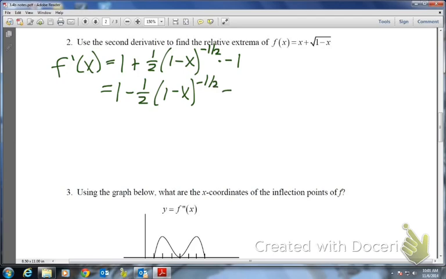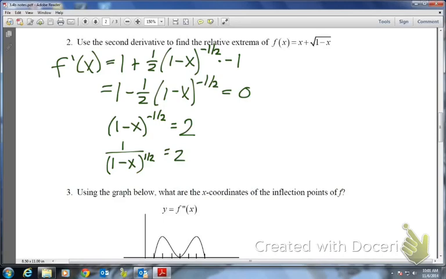So I want to set that equal to 0 and solve for my critical points. That's my first step for testing the relative maximum and relative minimums. So I'm going to subtract 1 over to the other side, so that's negative 1 on the other side, and I'm going to divide by that negative 1/2. So I get that 1 minus x to the negative 1/2 power should equal a positive 2. Do you guys get that? Yeah. All right. If I rewrite this 1 minus x to the negative 1/2 power, I can write 1 over 1 minus x to the 1/2 power equals 2.